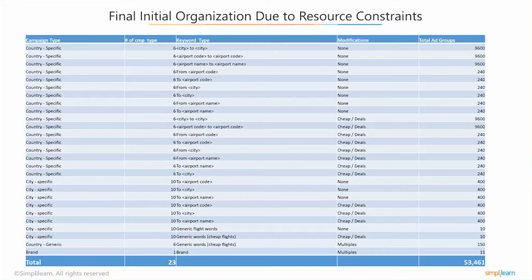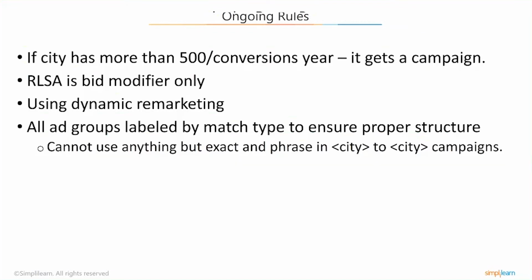So you're taking a suboptimal performance and then saying, what do I need to do around a salary versus return standpoint? So we looked at the rules and said, okay, how do we make this simple, yet go ahead and do this at scale? So if the city gets more than 500 conversions a year, it gets a campaign. What our list is bid modifier only. They're only going to use dynamic remarketing and they're going to forget some of the others for now. And then for every, I think it was 6 campaigns.